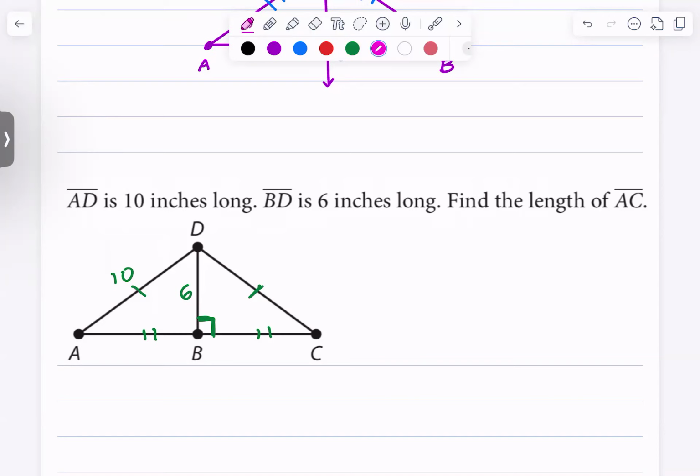So what is AB? I have a right triangle that looks like this. 6, 10. Doesn't AB have to be 6 too? No. But I know it's a right triangle. So what theorem do I use? Hint, it's none of the theorems that we went over today.